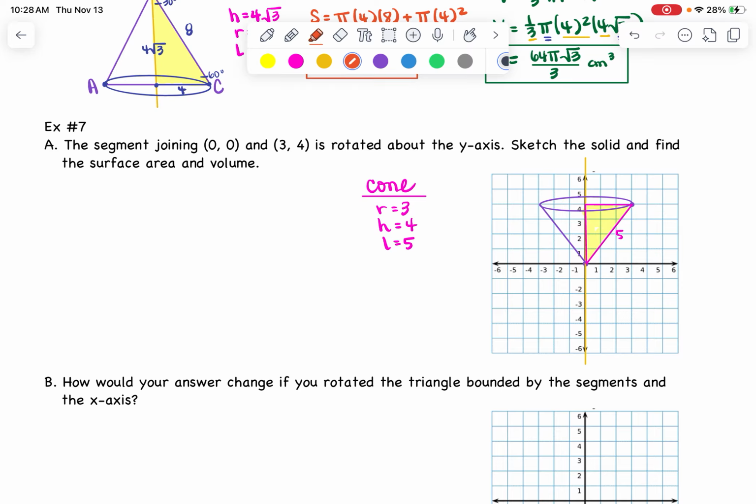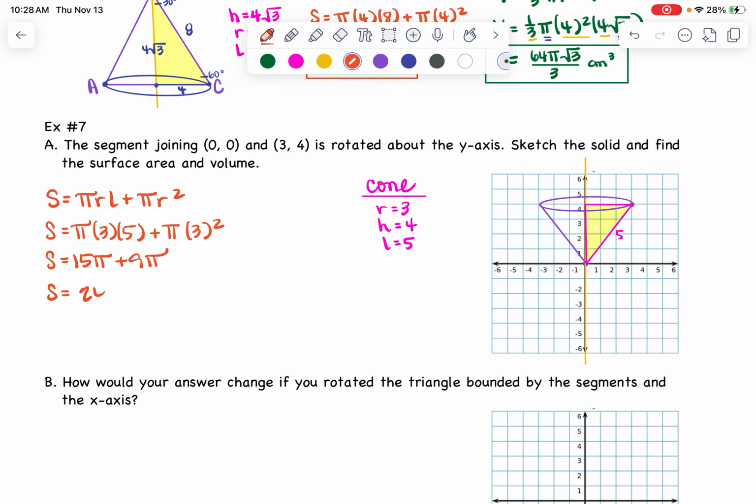All right, here we go. More surface area and volume. So I'm just going to run through these really quick. Remember the surface area of a cone: pi r l plus pi r squared. Just plugging our numbers in, pi times 3 times 5 plus pi times 3 squared. So 15 pi plus 9 pi, so 24 pi. And I'm just going to put units squared because we're just on a coordinate plane with units. And there you go.